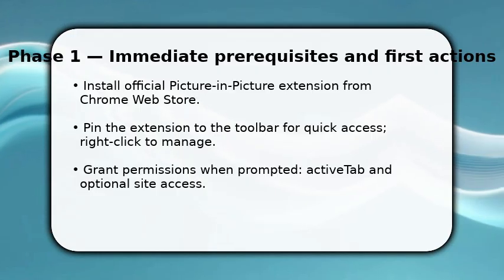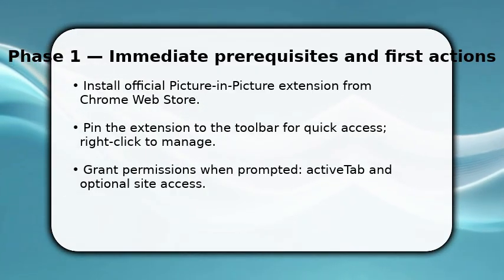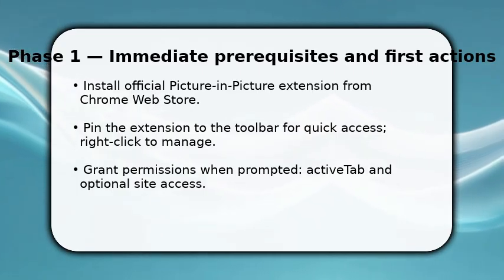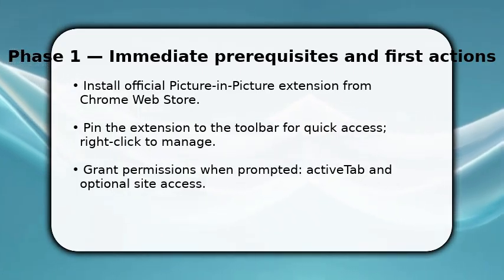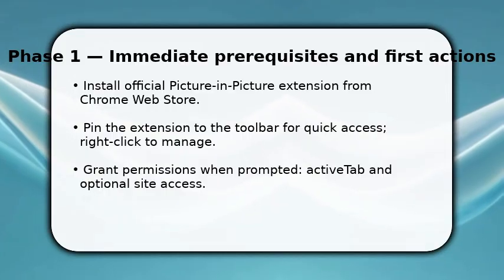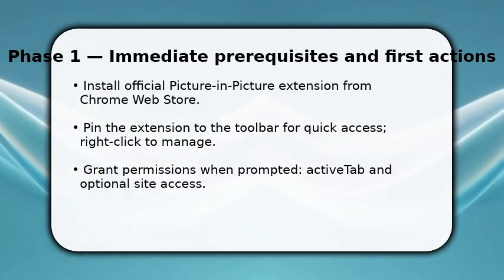Make sure your Chrome is up to date because modern APIs improve performance. If a site asks for optional site access, allow it only for trusted domains. This reduces permission prompts and ensures consistent PiP activation.